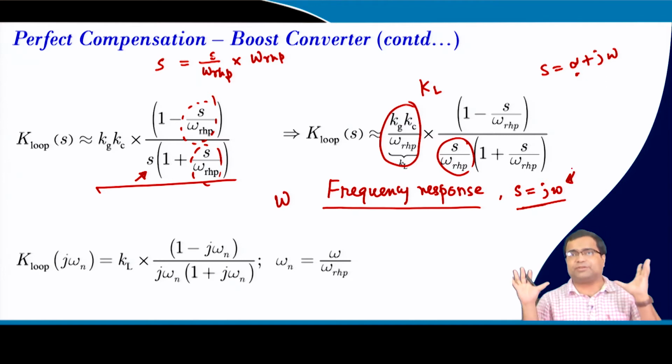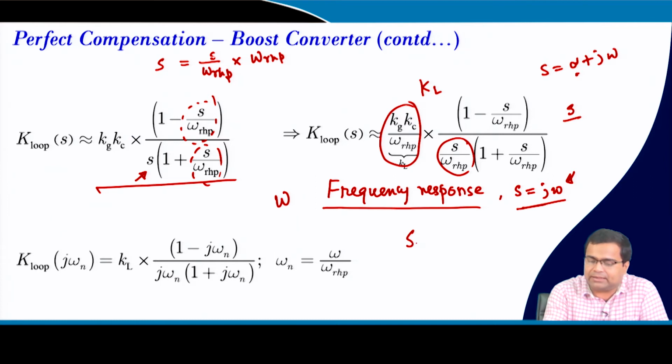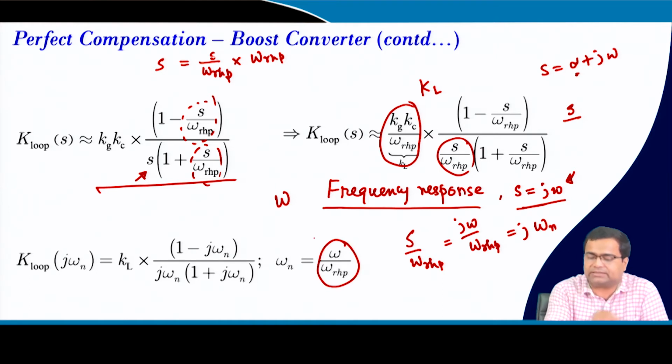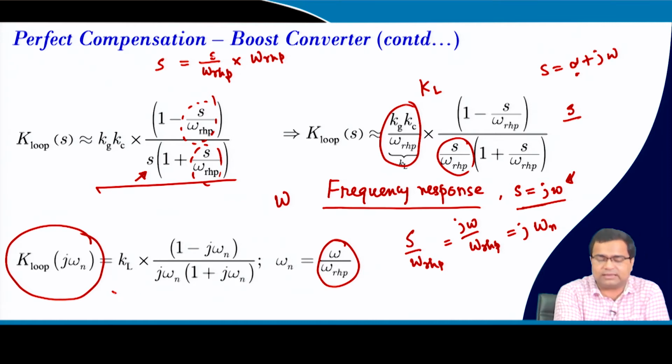So, we are sweeping this frequency, right. So, in this frequency response, if we write s equal to j omega, then s by omega RHP will be j omega by omega RHP, and this we are writing as omega n, where omega n is nothing but this. So, that means we are writing K loop of j omega n is this.